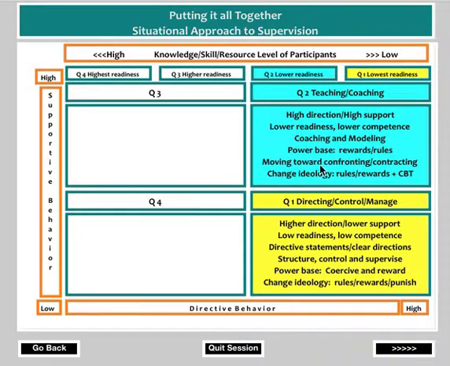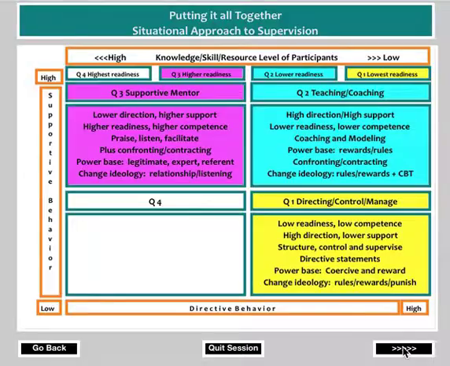And you're probably engaging in confronting and contracting. Your change ideology is probably rules and rewards. You're using a lot of rules and rewards, and you're using some cognitive behavioral therapy techniques, and we will discuss those. So here, Q1, where you're working with your lowest readiness, you're directing, controlling, and managing. Q2, you're teaching and coaching.